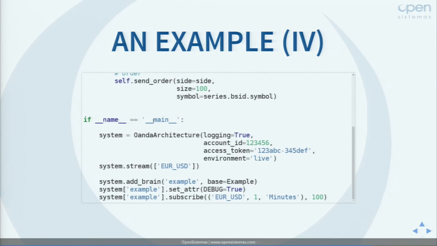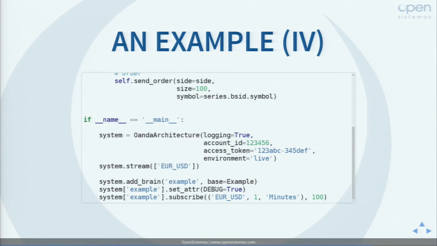And here, what we're going to do is to create a new architecture. This call will simplify the creation of all the common agents, like the feeder, and as well the router, and the trader. They will all be created, and they will all start working with Oanda, or against the Oanda broker, so we just have to provide our account information. And then we tell the system to start streaming real-time updates on the euro-dollar pair. And then we can add a brain to the system in which we specify the class.